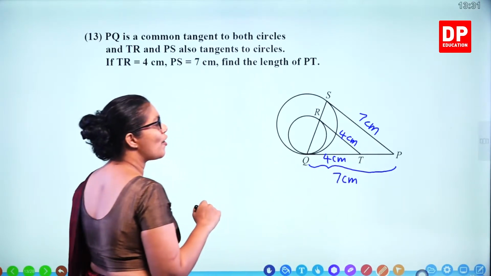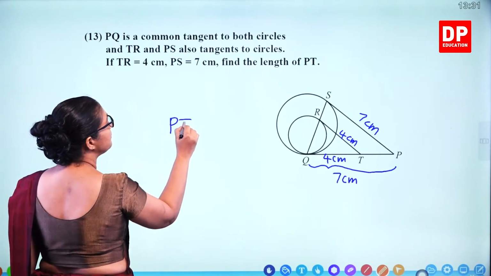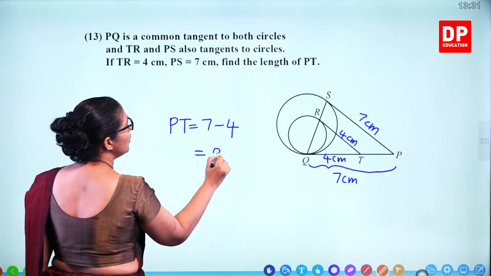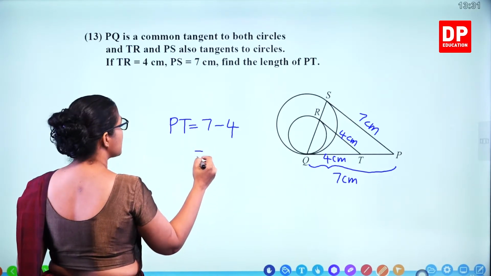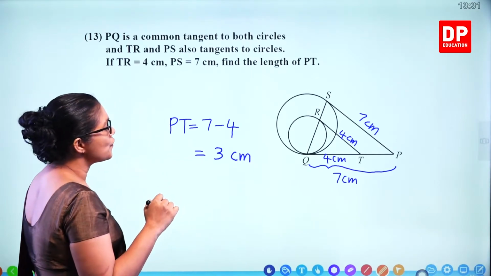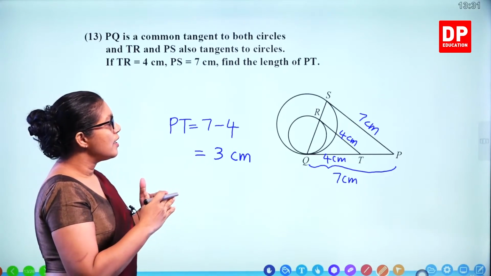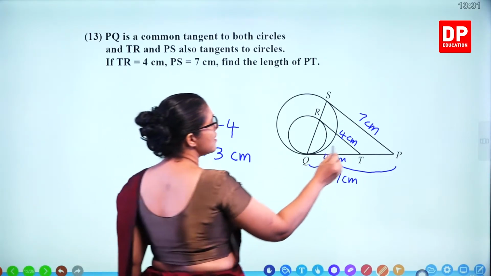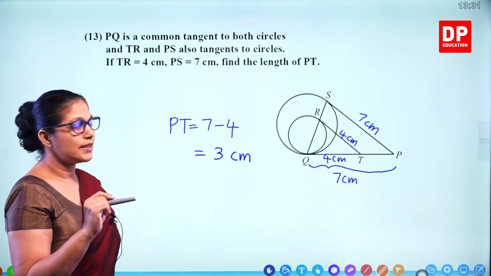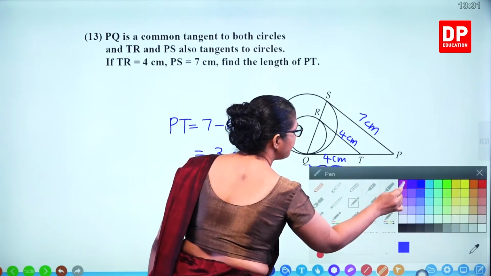So how can you find out PT? That's easy. PT becomes 7 centimeters minus 4. That's 3 centimeters. 3 centimeters, 7 minus 4. So here we use the property that two tangents from an outside point to the same circle are equal. So you get 2 marks for that.